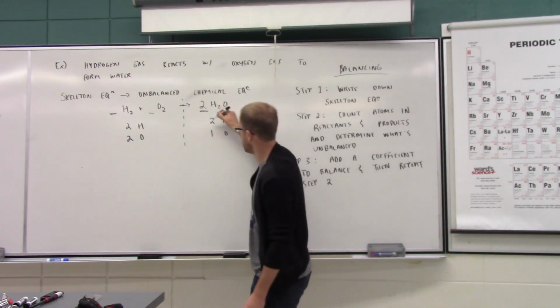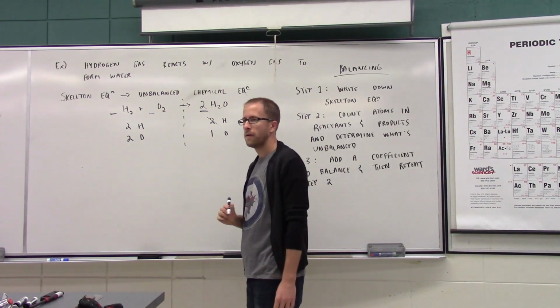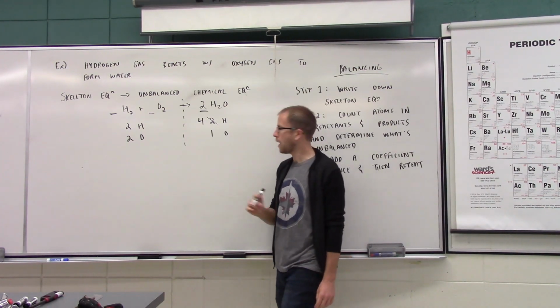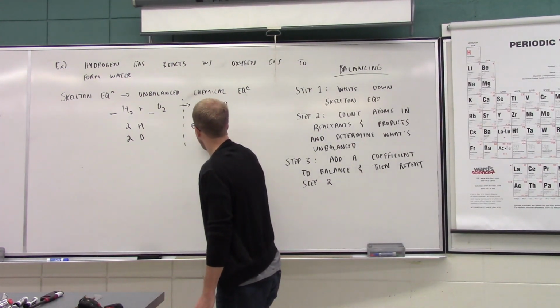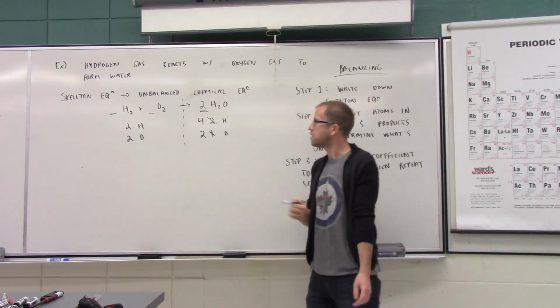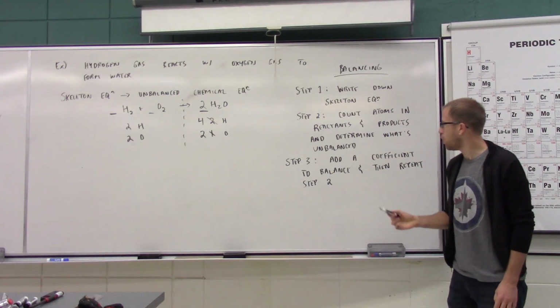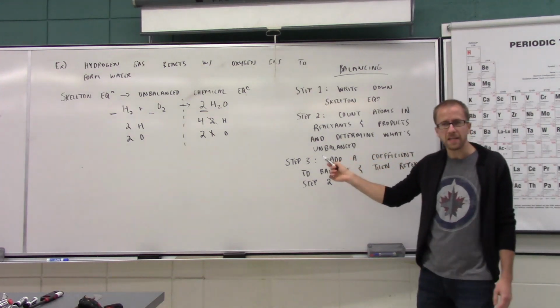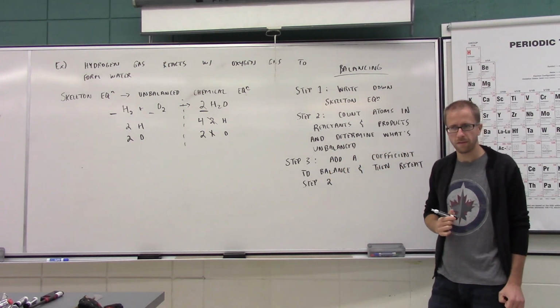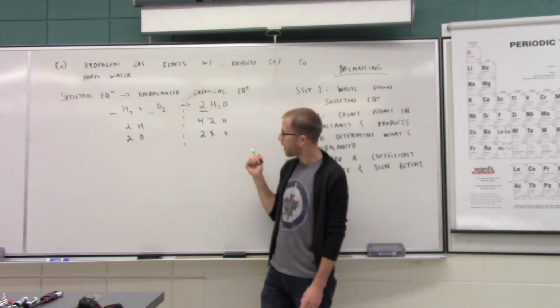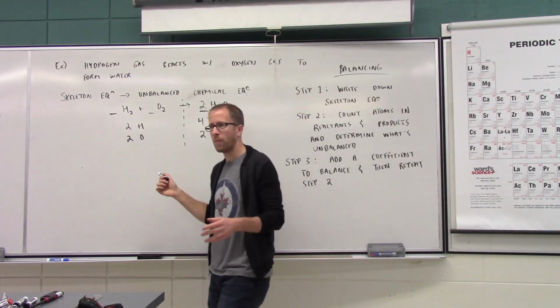How many hydrogens do we now have? 4. We have 4. And how many oxygens do we now have? 2. Yeah, we have 2, right? So now do our oxygens balance out? Yes, right? So is there anything that is unbalanced? Our hydrogens are unbalanced now, right? So how am I going to balance out my hydrogens?